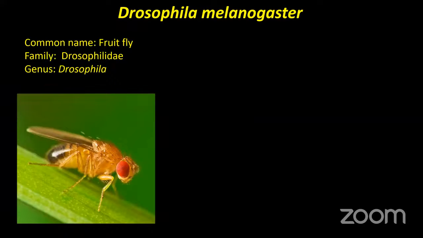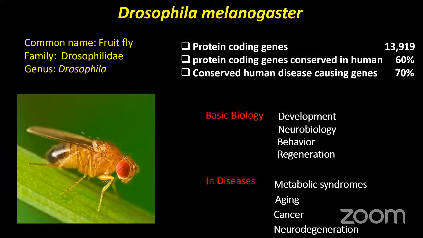So why do we choose this? The reason is that this tiny fly has about 14,000 protein-coding genes, and out of these genes, about 60% are conserved in humans. So the basic function of most of these genes is conserved in humans and Drosophila. Moreover, about 70% of the genes that are known to cause disease in humans when mutated are also conserved in this tiny fly.